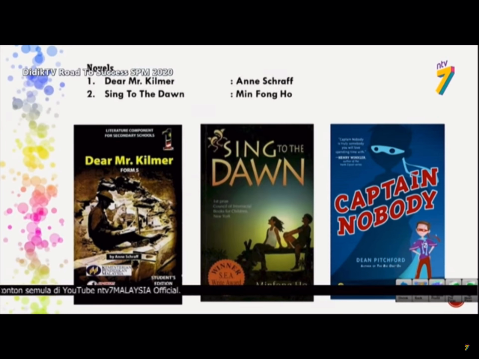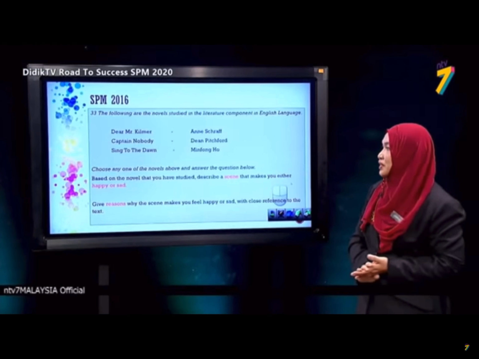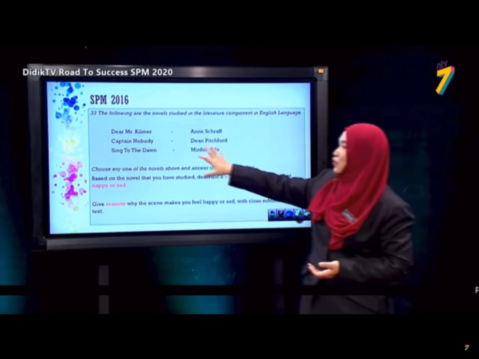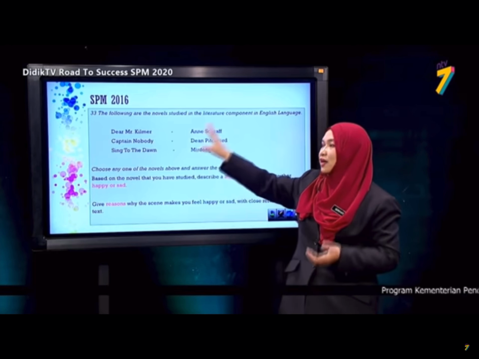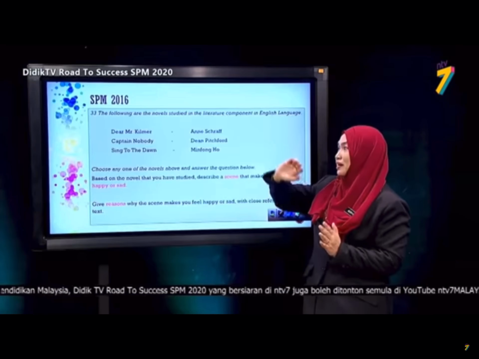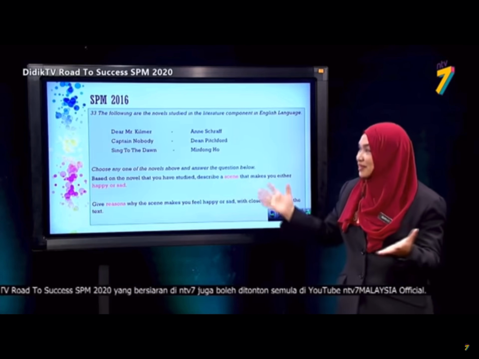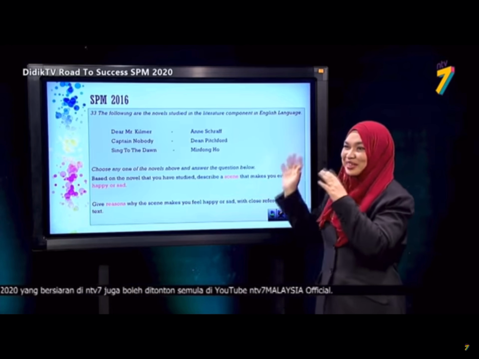Alright, so this is the sample question, SPM 2016. So you are given three novels. Of course, you have to choose the one that you have learned, right? What happens if you have learned Dear Mr. Kilmer, you want to answer Sing to the Dawn? Oh, it's quite dangerous to do that. Don't take any risk during this exam, okay? Because if your teacher has been teaching you Dear Mr. Kilmer the whole year, please do not try to kill yourself during SPM.